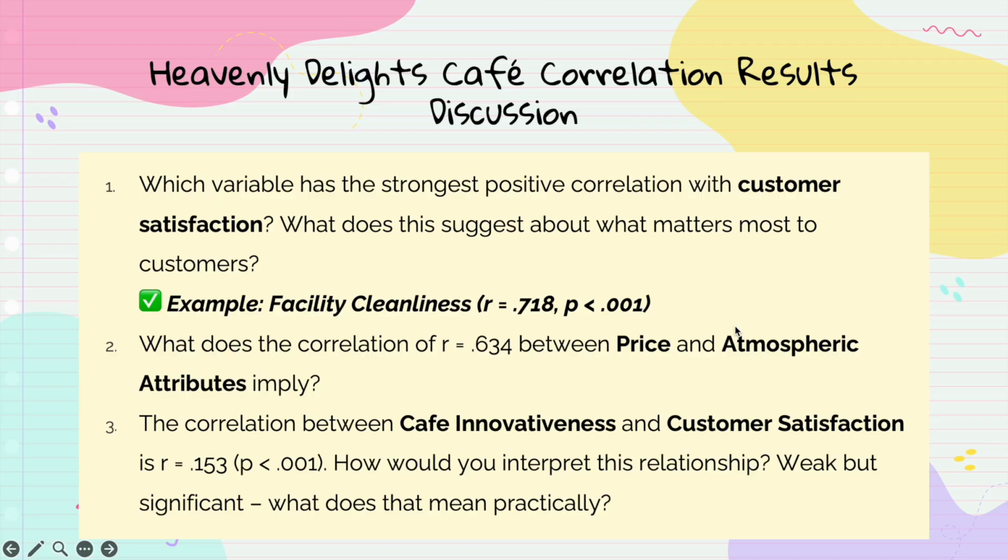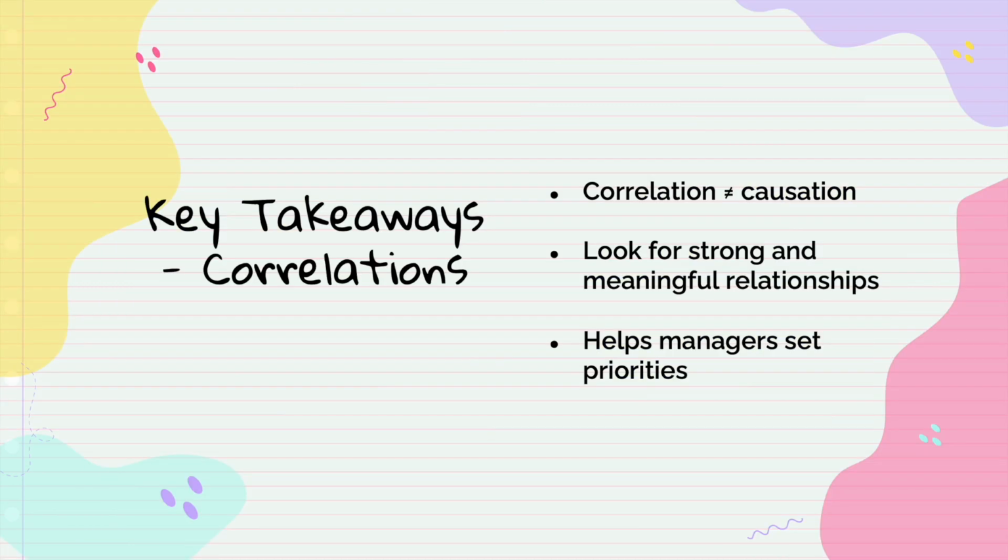Let's discuss. Which factor is most strongly associated with satisfaction? What does a weak but significant correlation mean for innovativeness? You can find the model answers in the extra class materials provided to you. What are the key takeaways for correlation? Correlation doesn't prove causation, but it helps managers quickly see where the strongest relationships are and where to prioritize attention.